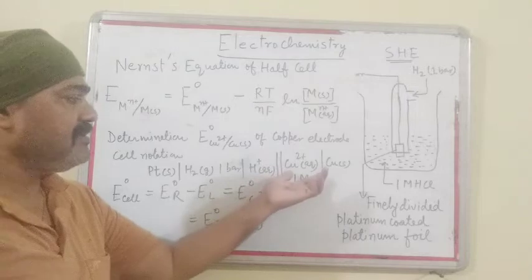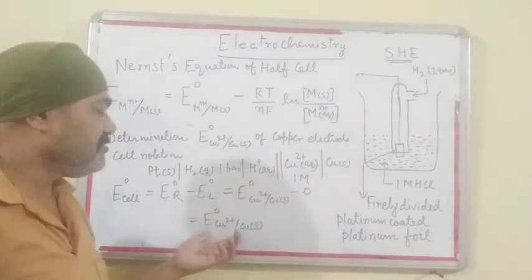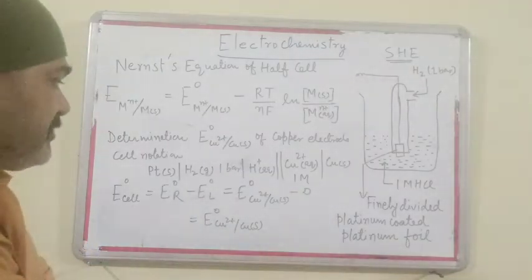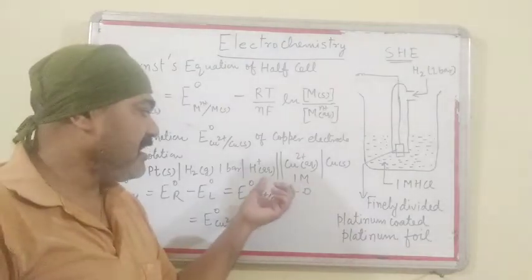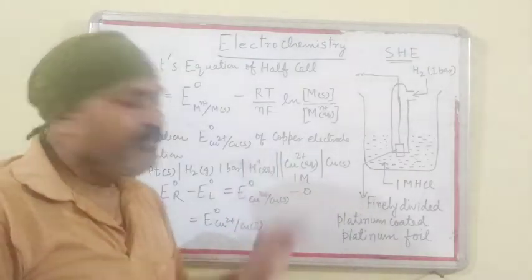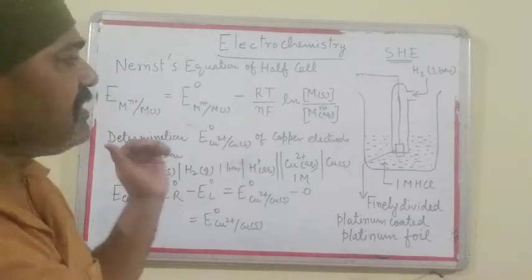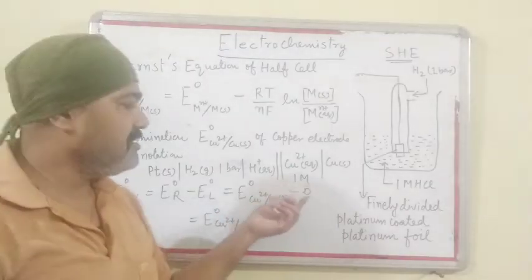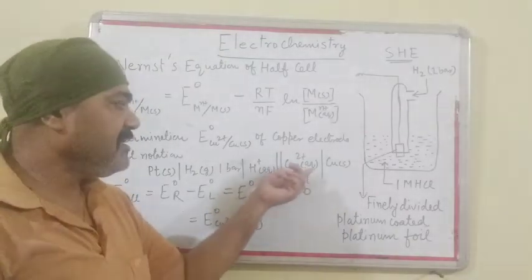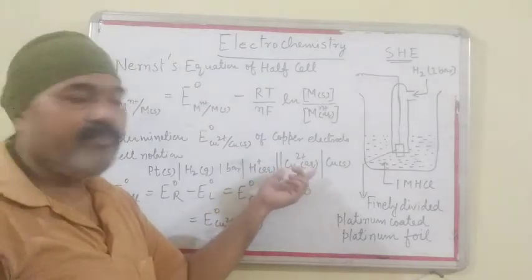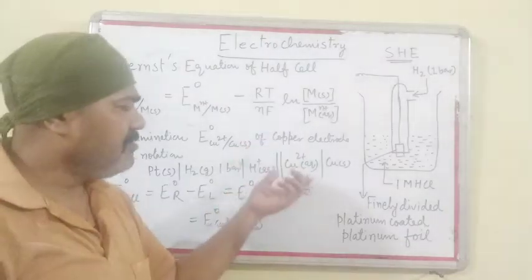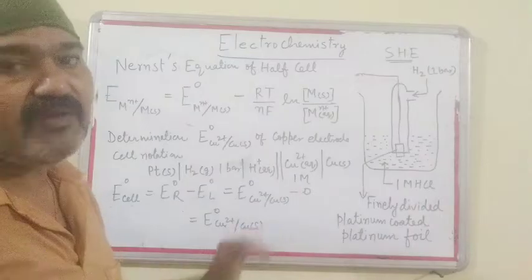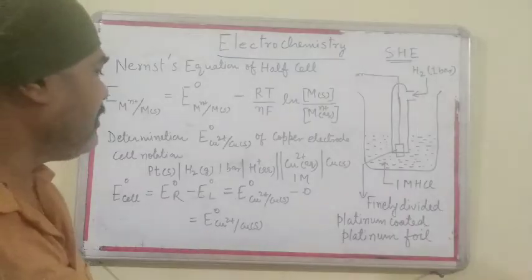Here we have used copper, so it will give the value of the standard electrode potential of the copper half cell. Now one thing is to be kept in mind: when we are going to find out the standard electrode potential of any half cell, we have to take the concentration as unity. This means if we are taking copper sulfate or copper nitrate, etc., its concentration must be 1 M whenever we are going to find out the value of the half cell.